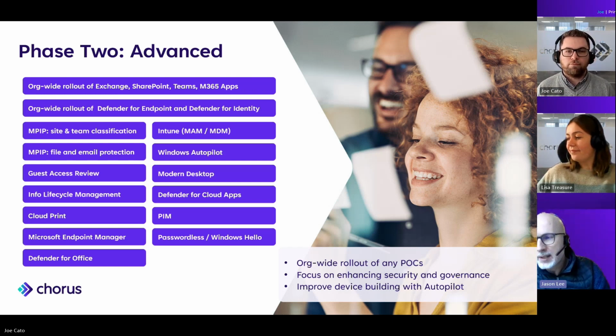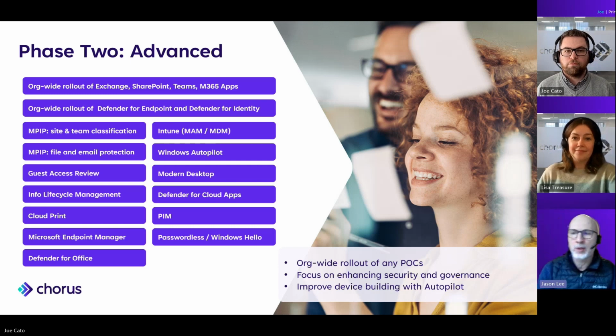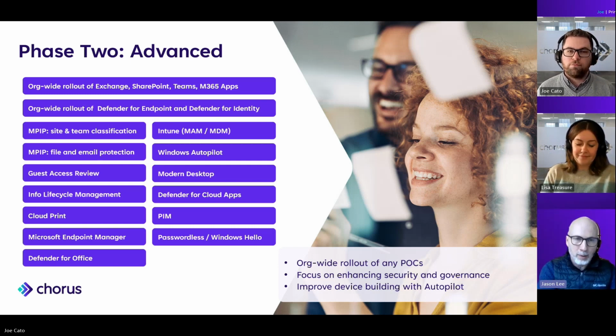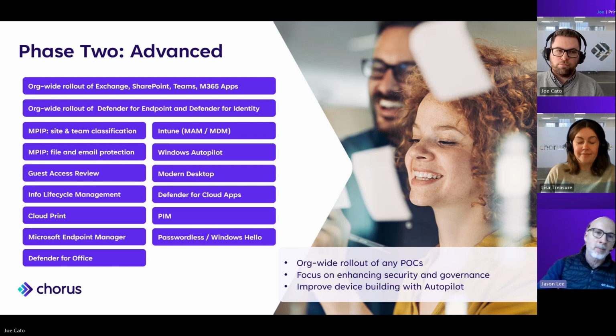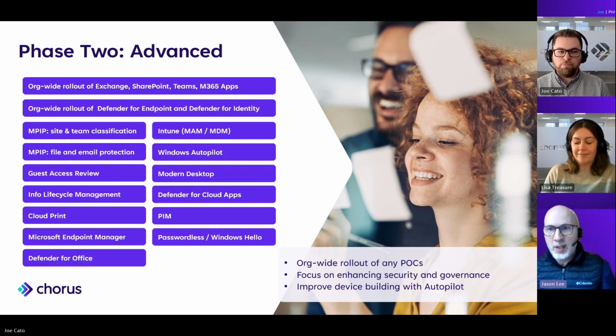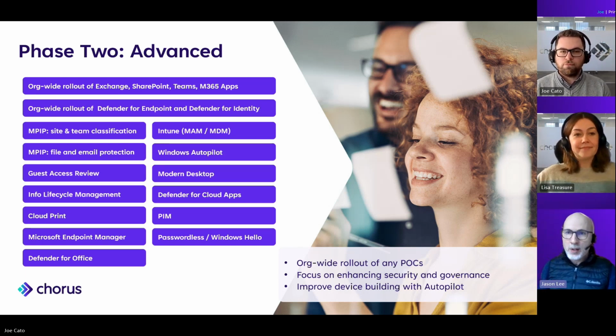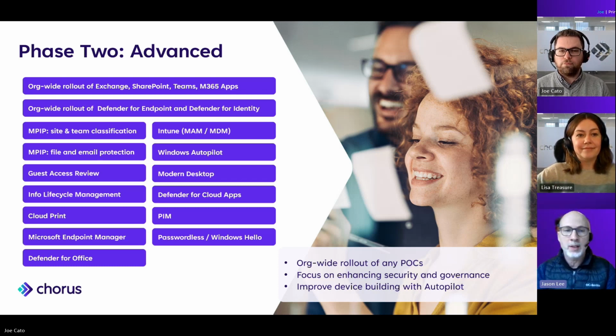Site and team classification. This is about having your business users, your organization users, choose a sensitivity classification when they create a new SharePoint site or a new team in Microsoft Teams. So your sensitivity classifications will be unique to you. It's usually things like general, confidential, highly sensitive, and so on. Now, depending on what sensitivity your user chooses, we're going to put different controls in place.